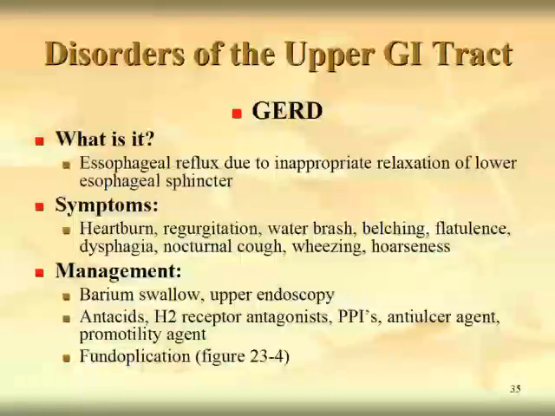So typically it's going to be diagnosed with a barium swallow and upper endoscopy, and treated with antacids, H2 receptor antagonists, proton pump inhibitors, anti-ulcer meds, and promotility agents such as Reglan. So remember that H2 blockers will decrease gastric acid secretion. They block the ability of the histamine to stimulate the acid secretion by the gastric parietal cells. So a couple examples of those kinds of meds would be Tagamet, Pepcid, Zantac, and Axid.